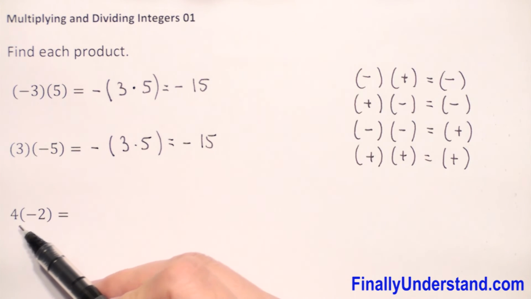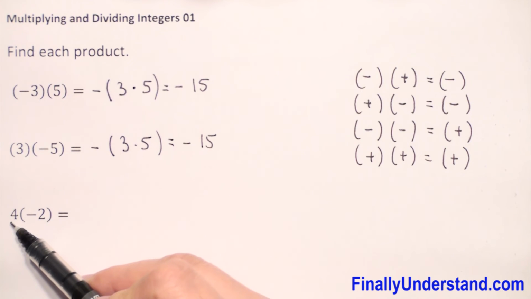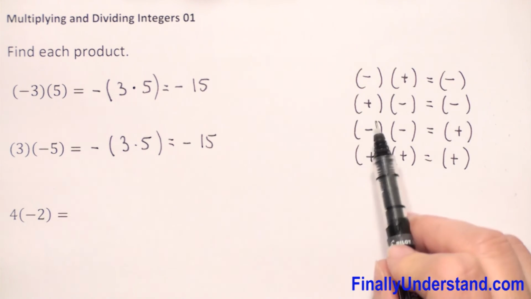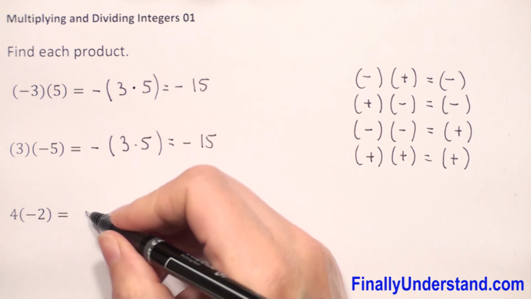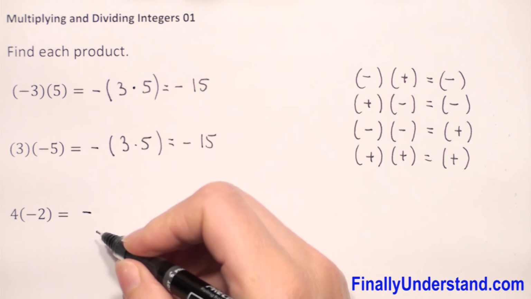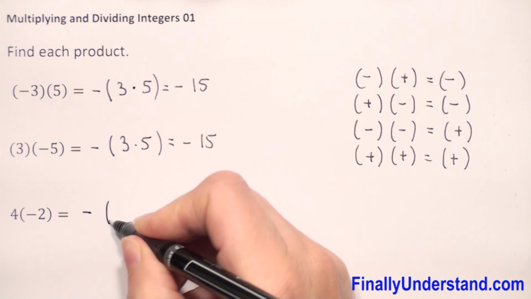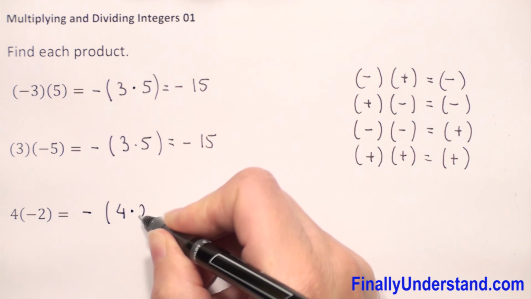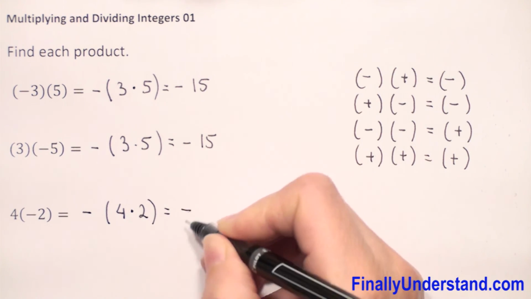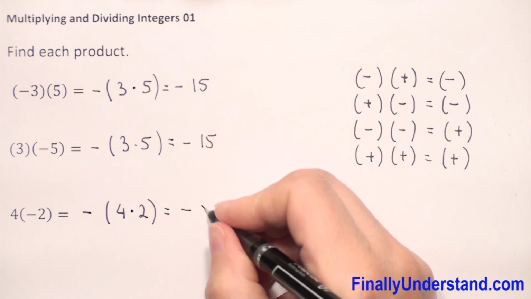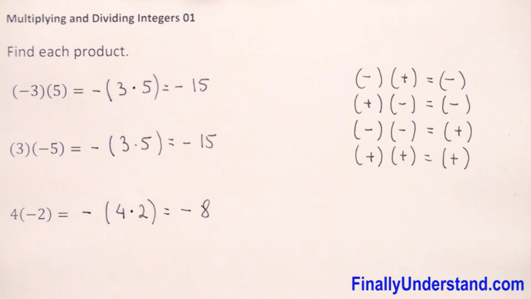Now we have 4 times -2. The first number doesn't have any sign, so it means it's positive. So positive times negative gives me negative. So I have to write a negative sign, and I have to just multiply 4 times 2. So this is equal, negative sign we write, 4 times 2 is 8. So this is my solution.